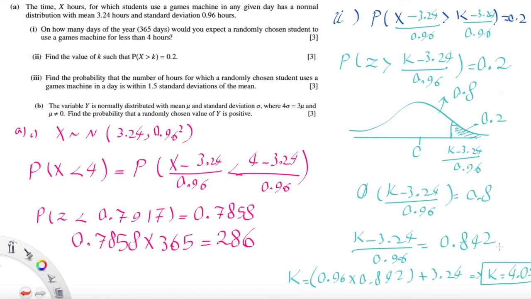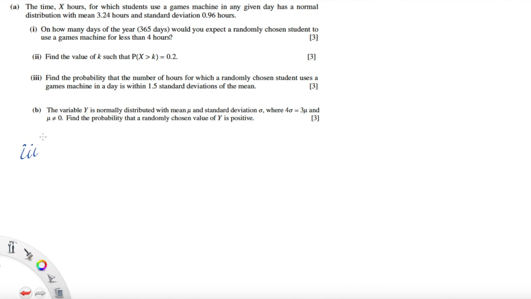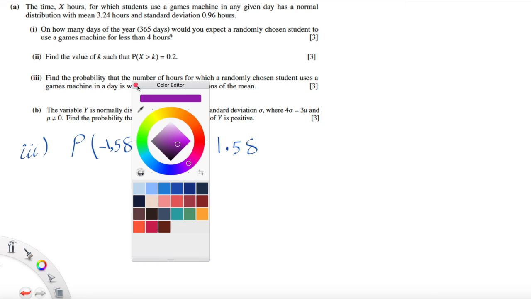4.05 as k. Now part 3, it says find the probability that the number of hours for which a randomly chosen student uses a games machine in a day is within 1.5 standard deviation of the mean. Now actually we want the probability of x within 1.5 standard deviation of the mean. So the difference from the mean should be 1.5 standard deviation from both sides.